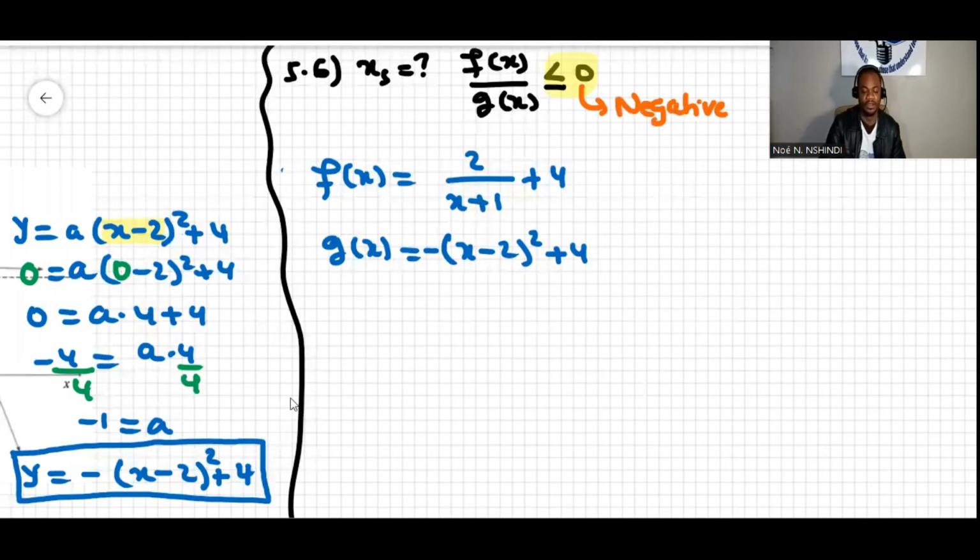If they have opposite signs, if f of x is positive, g of x must be negative, or if f of x is negative, g of x is positive. But when they have the same signs, they will always be positive. Now let's see for which values f of x is negative.